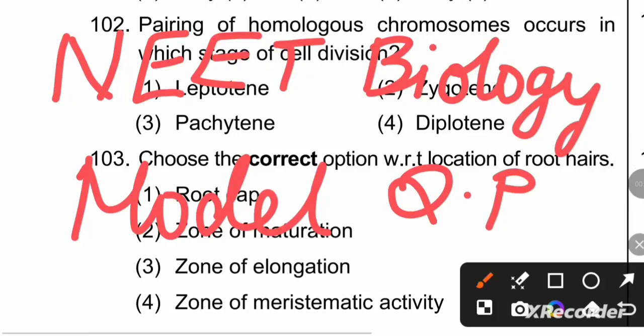Hello dear students, one more model question paper of NEET biology we are going to discuss in today's class. Let us start with the first question.